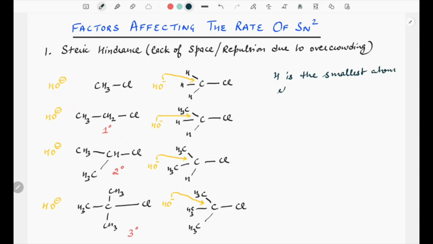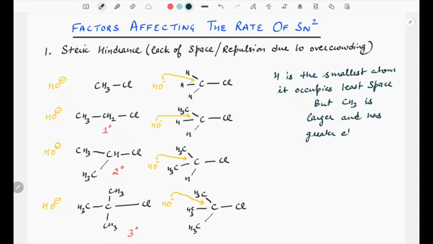Therefore, it occupies least space. But CH3 is larger and has greater electron density. Clear? So what is the role of electron density?